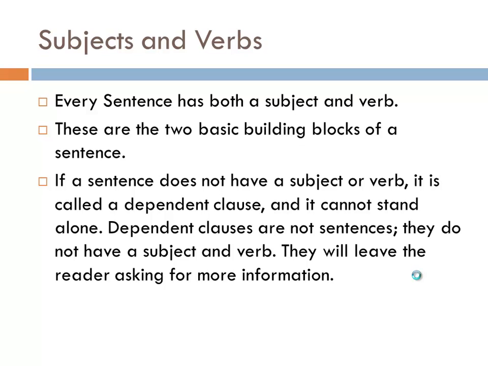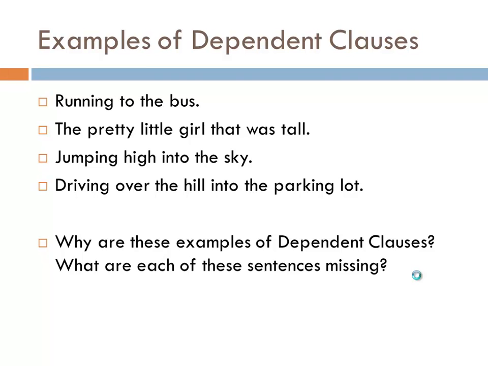So dependent clauses are not sentences. They do not have a subject and a verb, so maybe they're missing one or maybe they're missing the other. And they will leave the reader asking for more information. Most of the time, if you think of a dependent clause, it's someone who just stops short. Here are a few examples of dependent clauses.